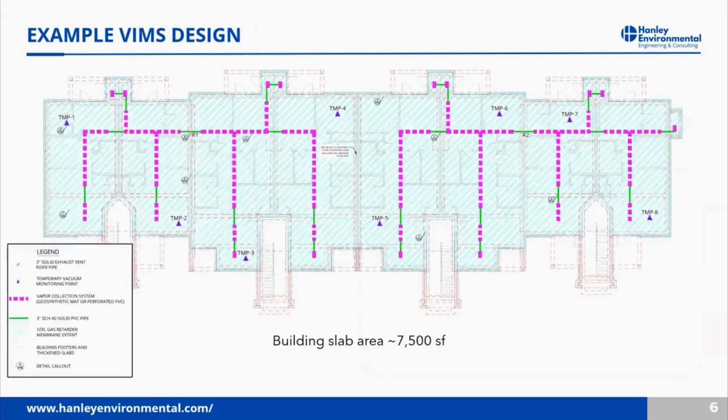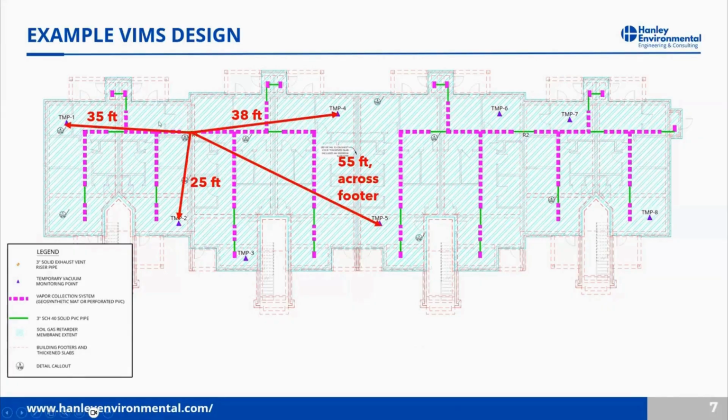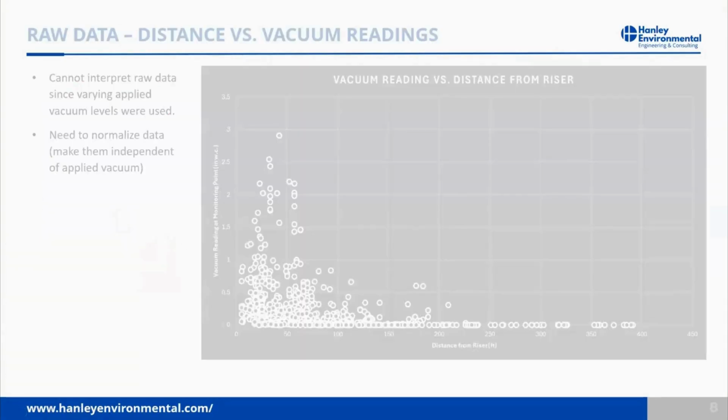Before we dig into the data, here's an example of what we're looking at as far as a VIMS layout. This is a design for an apartment building with 2 risers, one here, one over here. The pink dashed line represents collection piping in the subslab. The green lines are solid pipes that go across footers. The footers are the red dashed lines here. And then we've got test ports that are our purple triangles. We measure the distance from those test ports to the riser, and also note cases where we're going across a footer, since that can affect the vacuum influence. So we'll take a look at that as well.